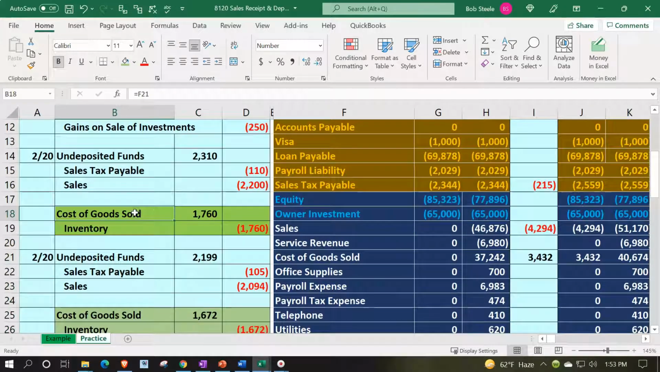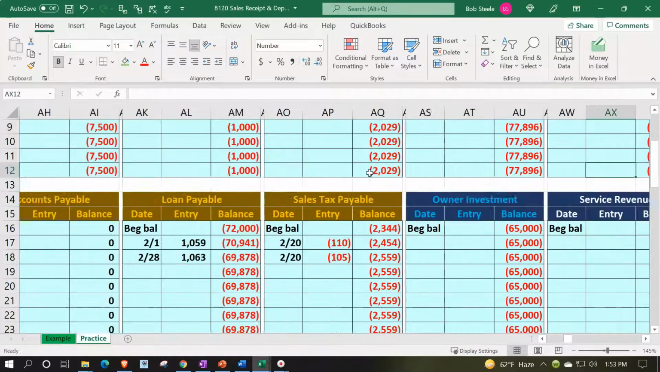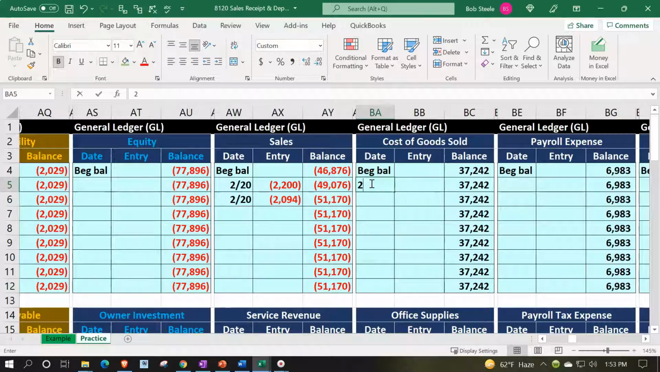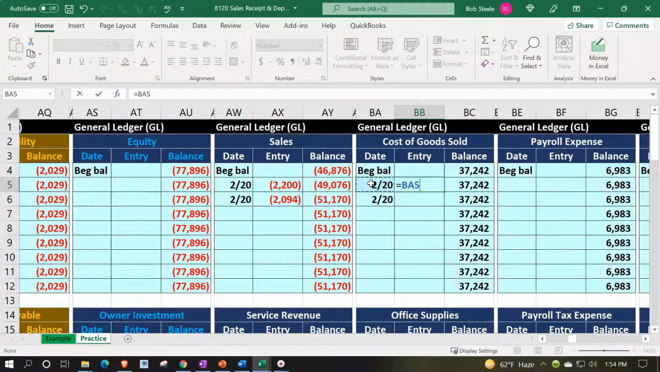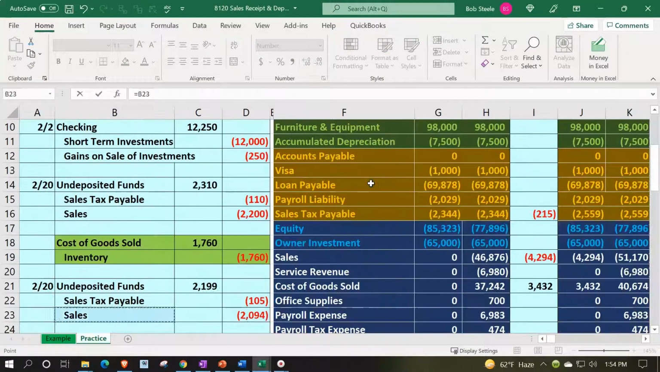So then we're going to say we've got the cost of goods sold now. That's going to be our third account. So cost of the goods that are sold. This is on 2/20. So this is on BB5 equals left to the wall, down to the 1760.